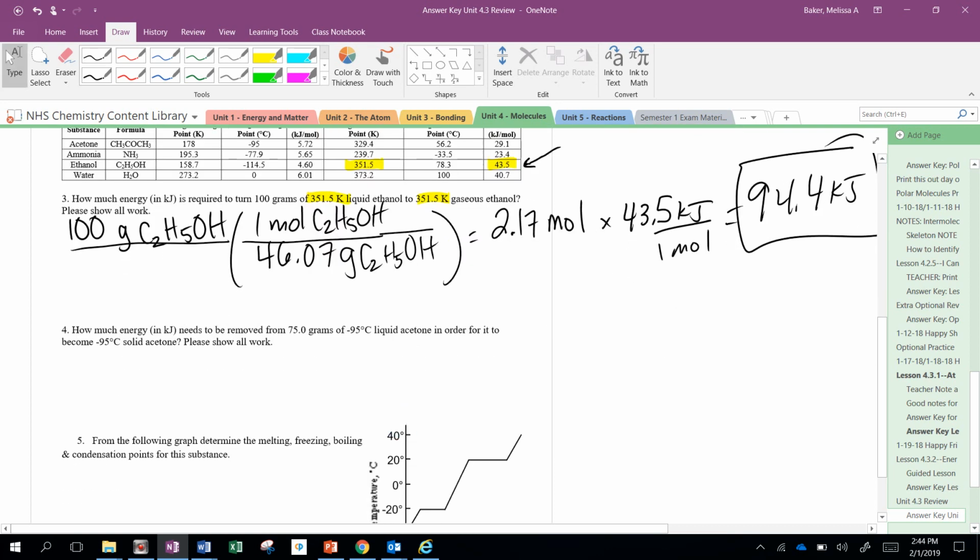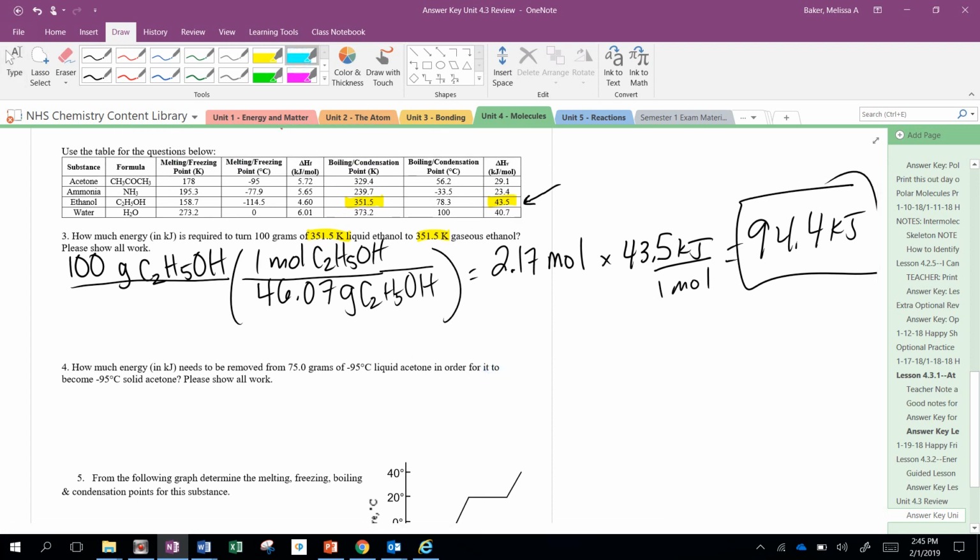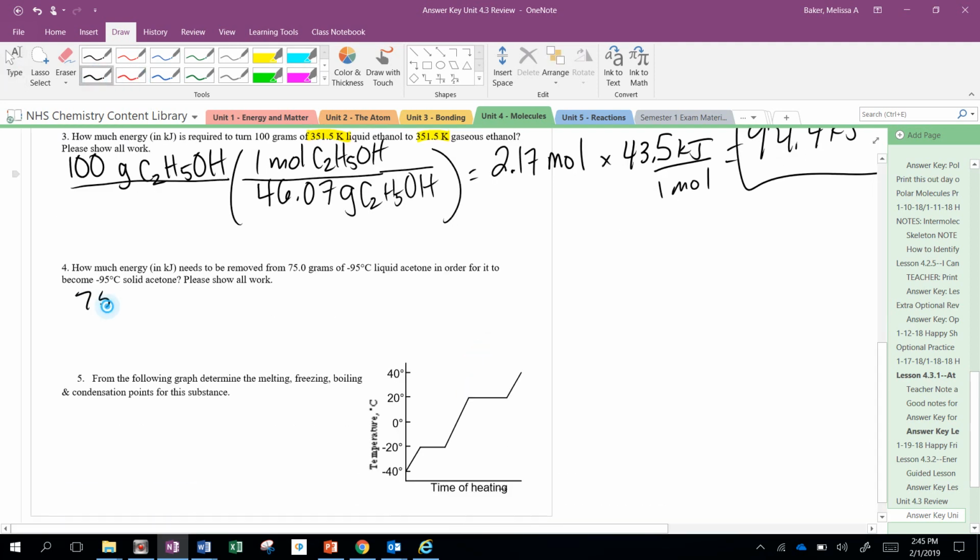What about if we've got liquid acetone and we want to freeze it? Well, let's take a look at acetone. Freezing point is minus 95, so that's right on, and the heat of fusion is 5.72. So once again, we're going to start by writing what we know. We've got 75.0 grams of acetone, CH3COCH3. Next step, divide by the molar mass.